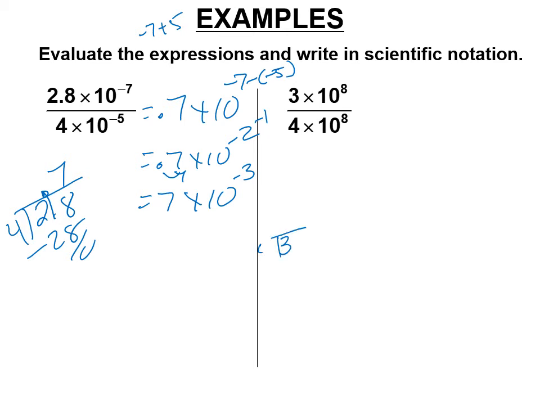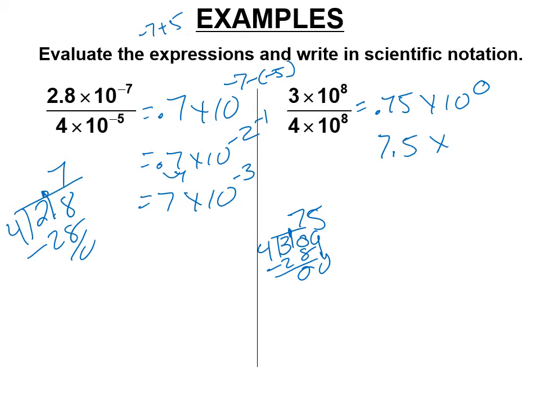3/4, if you know what 3/4 is as a decimal, just put it. 4 goes into 3 7 times. 4 goes into 20 5 times. 0.75 times 10 to the 0 is not scientific notation. So we have to put 7.5 times, and we have to subtract 1, so 10 to the negative first power. 0 minus 1 is negative 1.